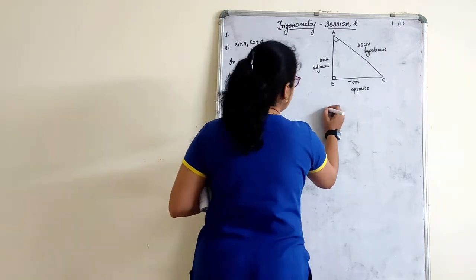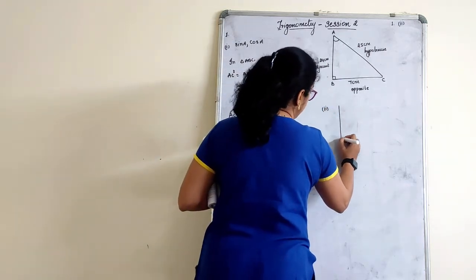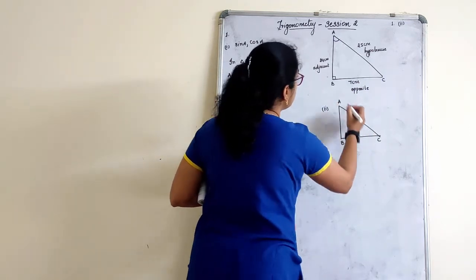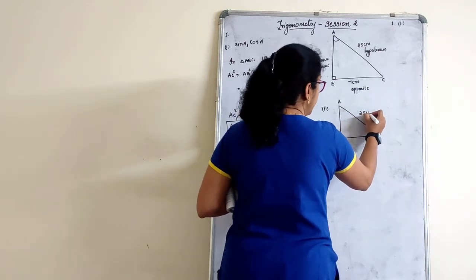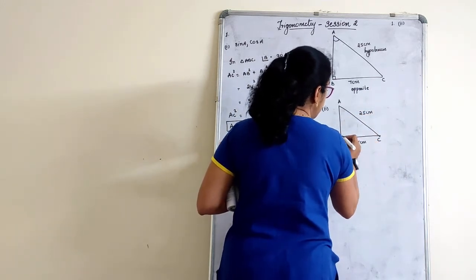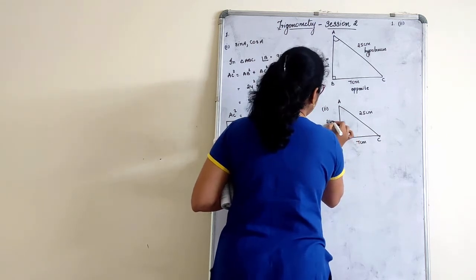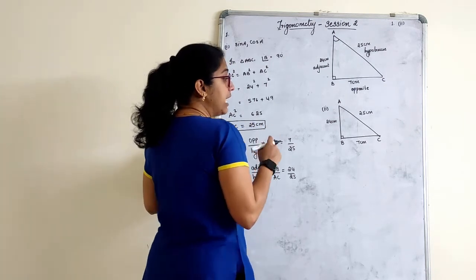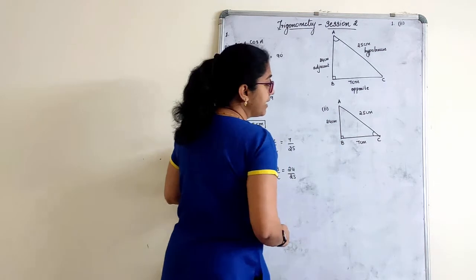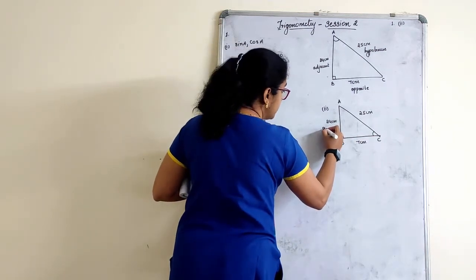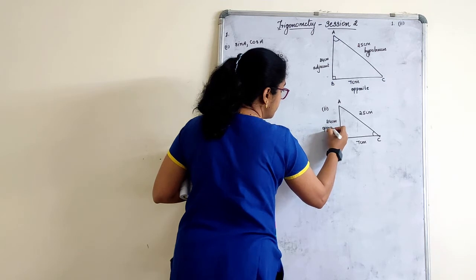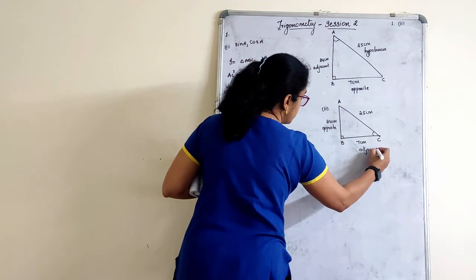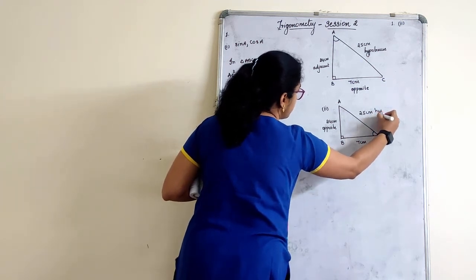Okay. Now for the second part, children, I'll just give you the figure for once. This is the same figure. I will redraw it as it is, A, B and C. First I'll mark the sides because I know 25 centimeter, 7 centimeter and 24 centimeter. What you have to find here is sine C and cos C. So C is the angle. So if C is the angle, this is my opposite. This is my adjacent. And this is the hypotenuse, fixed.